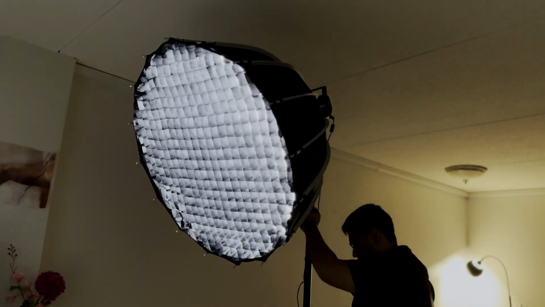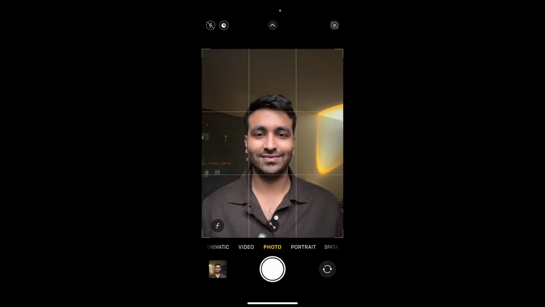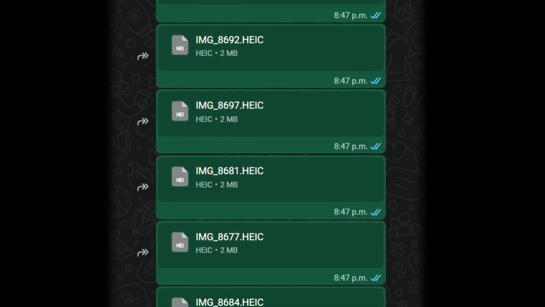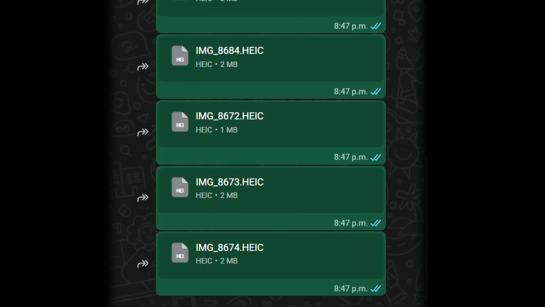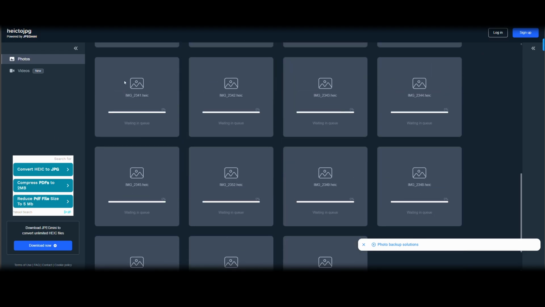So what I'm going to do is make myself in different lighting situations just using one light, which is right here. I think you can buy this one for like, I don't know, 200 bucks. I know I talk a lot, but now I'm taking images of myself in different angles and everything. Now you'll get these images in HEIC mode because that's Apple. You can go onto any converter and get them into JPG or PNG.